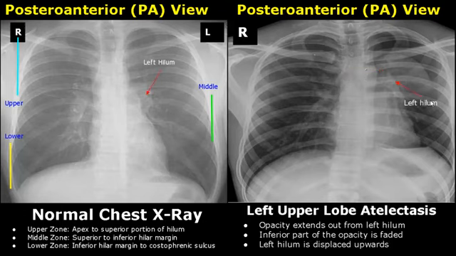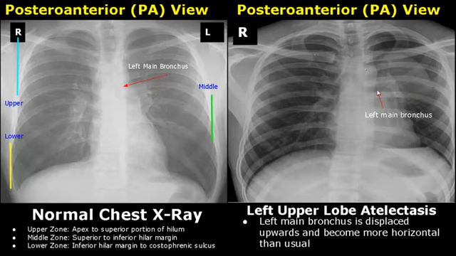The left hilum may also be displaced upwards due to the collapsed lobe. The left main bronchus is displaced upwards as well. You can see the difference in appearance of the left main bronchus. It has become more horizontal than usual.